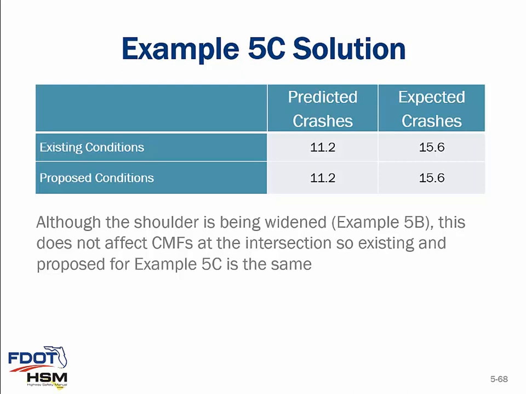Since the existing and proposed conditions are exactly the same, we're not making any changes for this intersection. The N predicted and the N expected for both the existing and proposed would be the same. So we would enter that in.